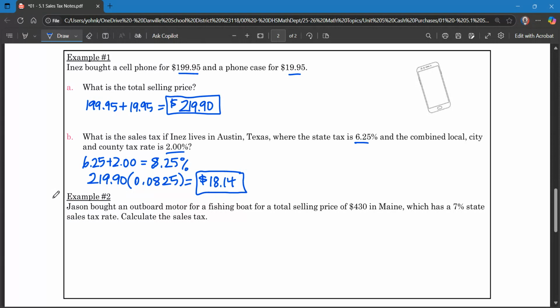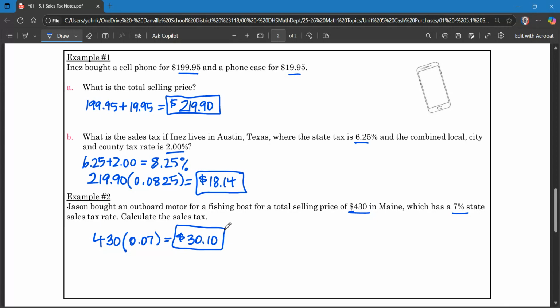All right, example 2. Jason bought an outboard motor for a fishing boat for a total selling price of $430, and he bought it in Maine, which has a 7% state sales tax rate. Calculate the sales tax. All right, so we only purchased one thing for $430, and there's only one percentage, 7%. If I multiply these together, I get $30.10.